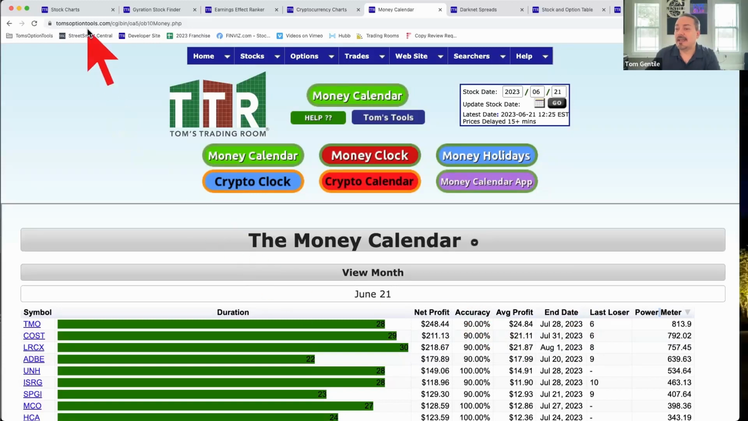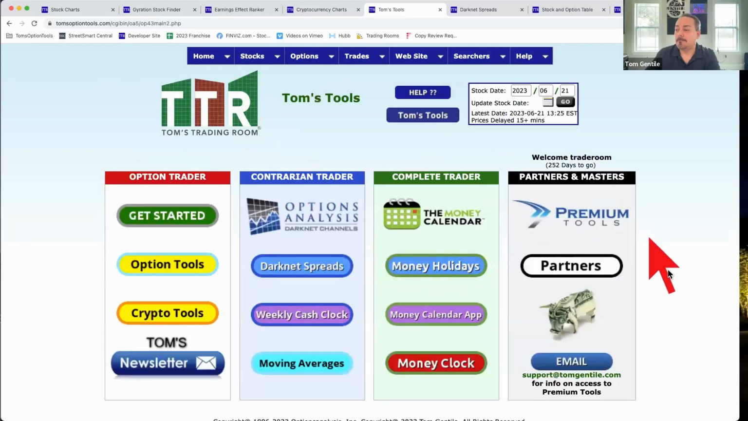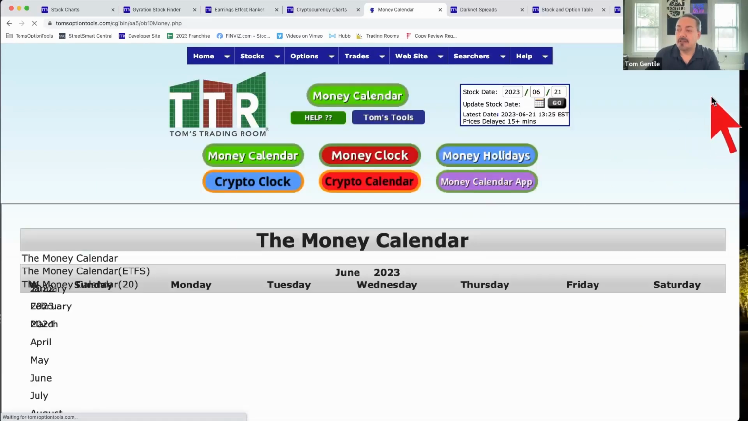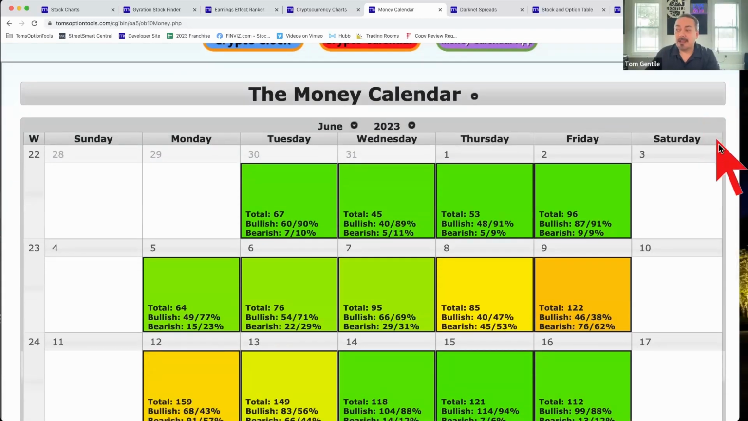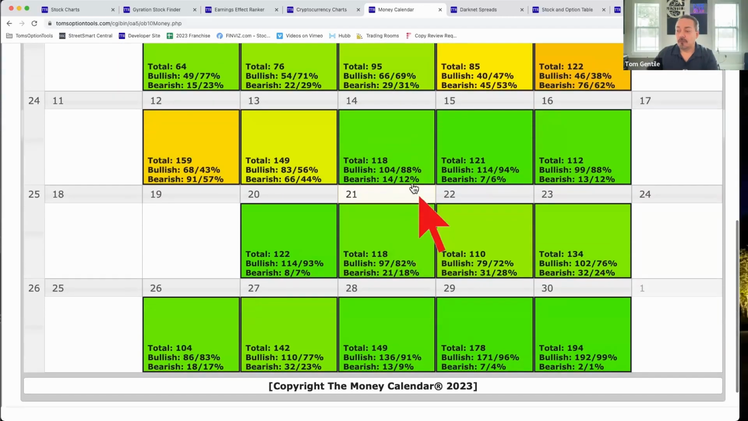And to get to that, let me just take you back to our homepage. So this is what it looks like when we log in again. And if you're a level 3, a complete trader level, you're just going to mouse over and click right on the money calendar, and it's going to show you a calendar. And the calendar actually shows us, so this is June, and here's today's date, June 21st. And if I'm looking at today's date, I see 118 trades. Out of all optionable stocks, 118 of them have patterns of 90% or better.